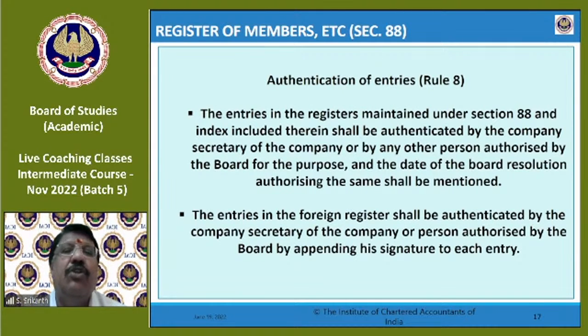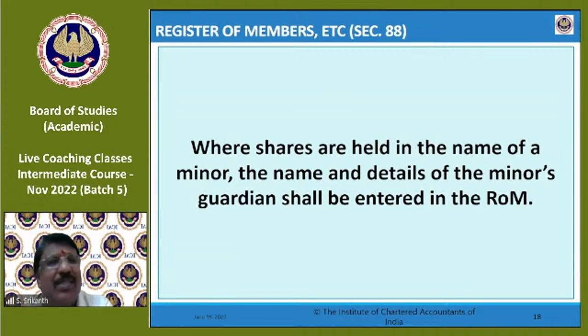Entries in the register should be authenticated by the company secretary. So every time I update the transfer or allotment, the company secretary of the company should sign. In case such a company secretary is not there, any other person authorized by the board, even the CFO, can sign. And also the date of board resolution authorizing the same shall be mentioned. Entries in the foreign register shall be authenticated by the company secretary. Let's quickly skip some of these points.